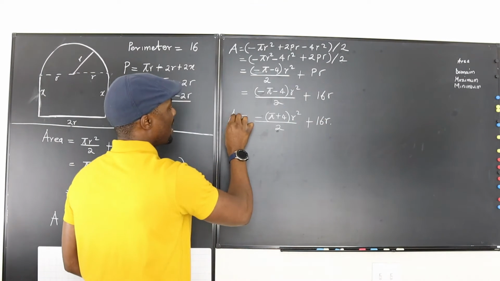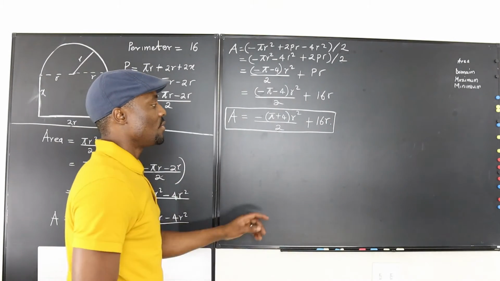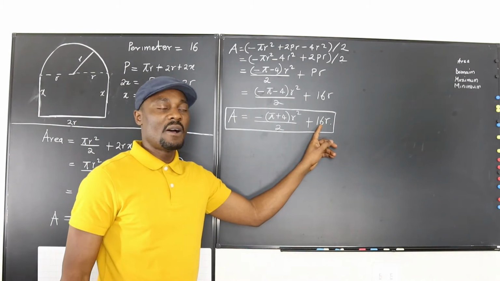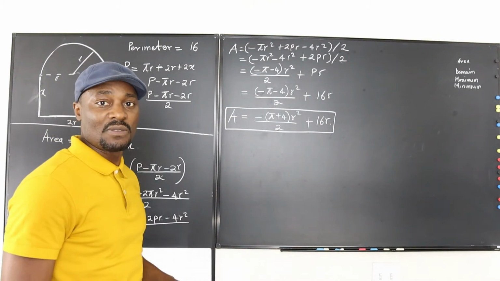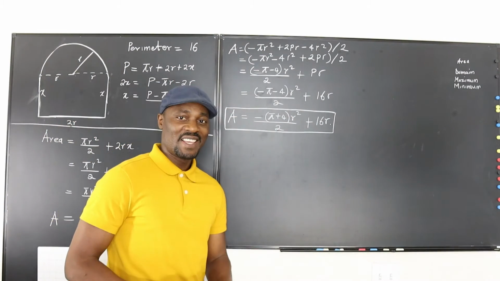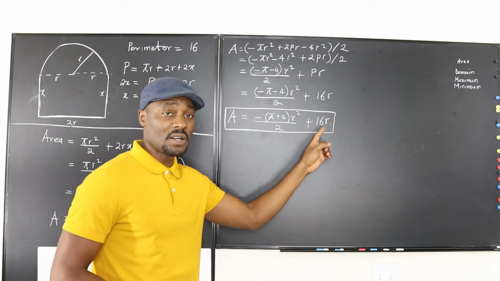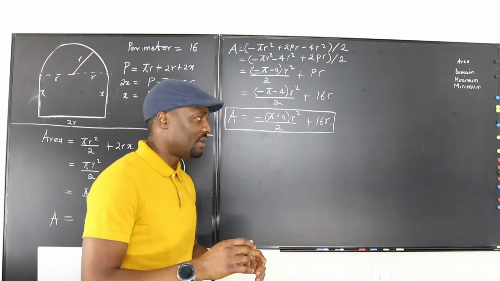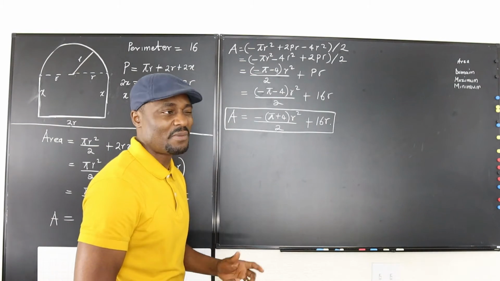That is the area of this particular one. Remember, you could have left the p instead of writing the 16, but because we wanted to get the exact answer for this, that's why we did that. The next thing is the domain of this. Now, this is a function, and if you look at it very well, it's a quadratic function actually. It's a quadratic equation or a function, okay?